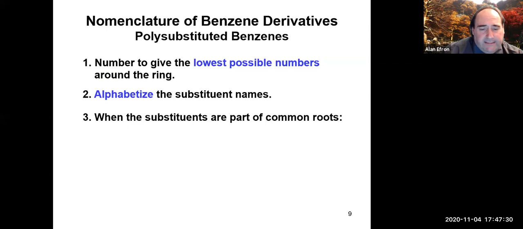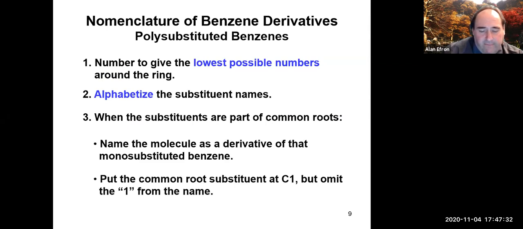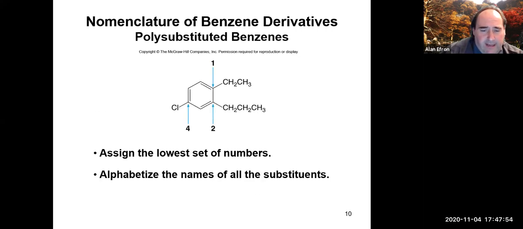So as I mentioned before, when we have multiple groups, we do want to number whichever way gives the group the smaller number. And in this case, because it is in a ring structure, we want to go alphabetical. So whichever way gives that alphabetical group the lower number is how you would want to number it. And that group would normally be number 1, wherever that may be.